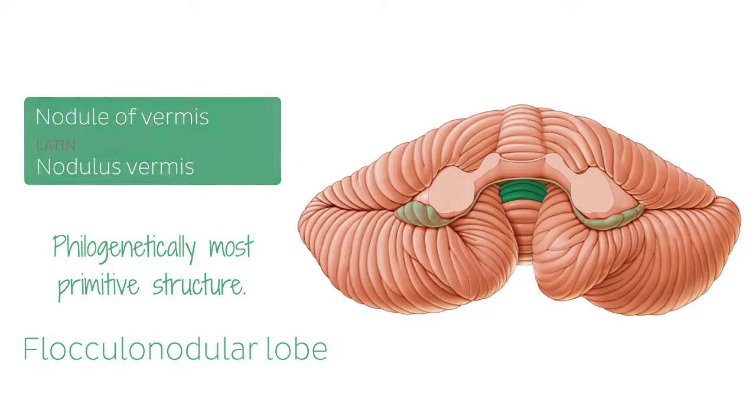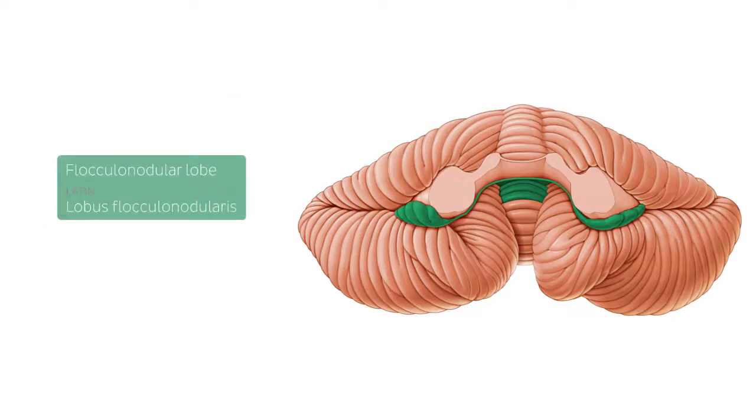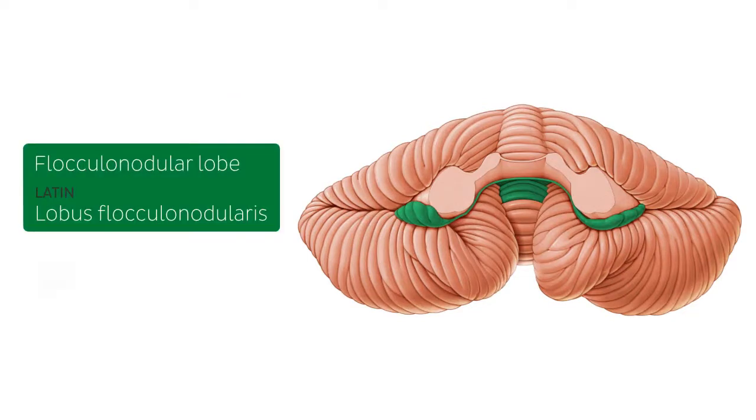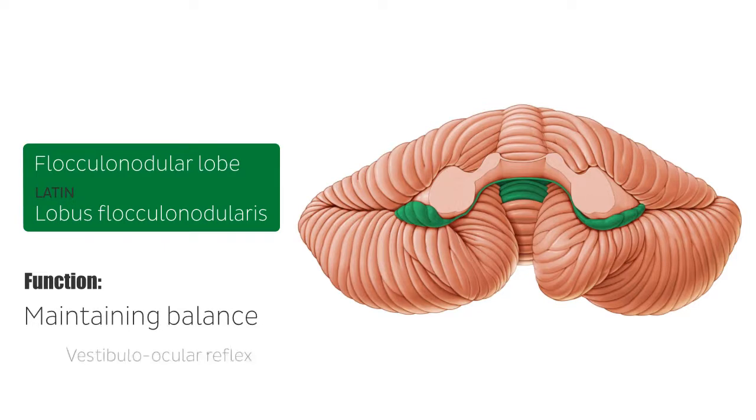If we go back then to the flocculonodular lobe to talk about the function here, this structure plays a pivotal role in maintaining balance and is responsible for the vestibulo-ocular reflex. So any lesion in this specific part of the cerebellum impairs the person's ability to then control ocular movements during head tilting and posture while standing or even walking.